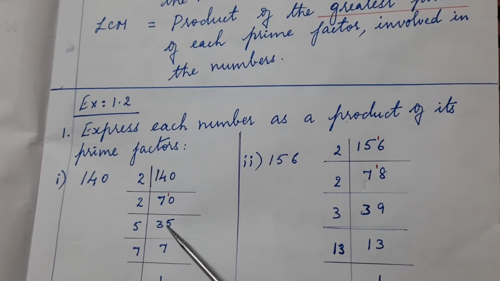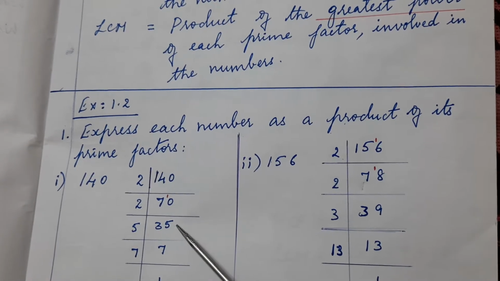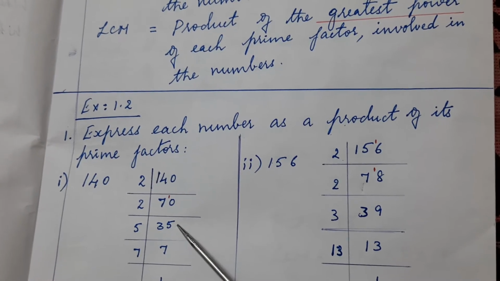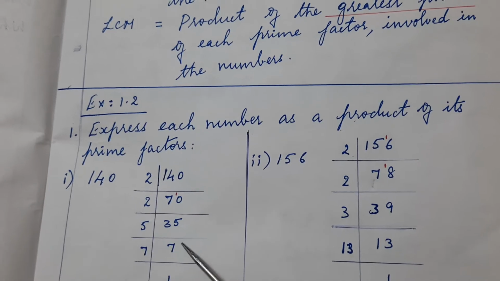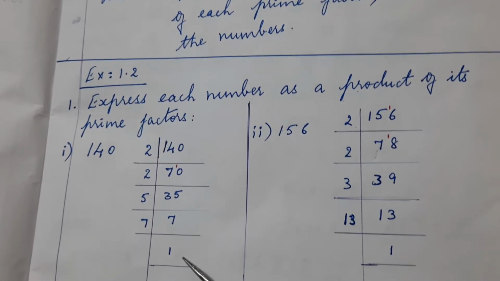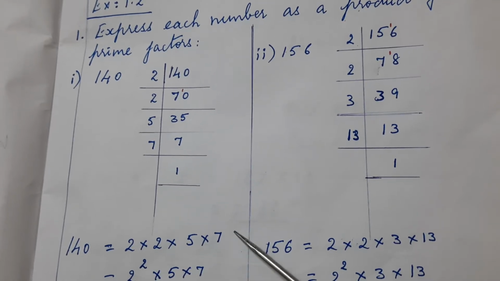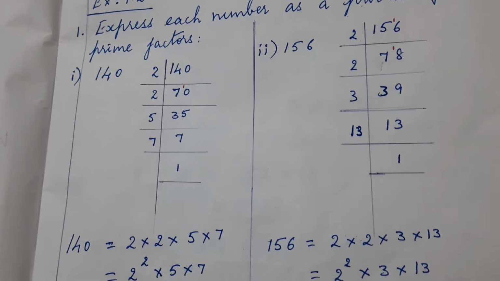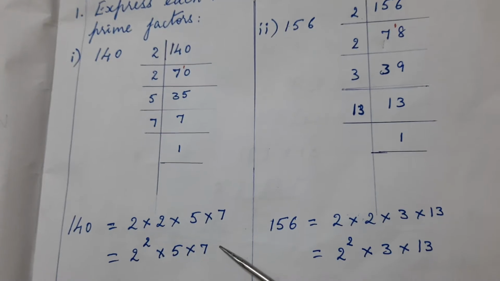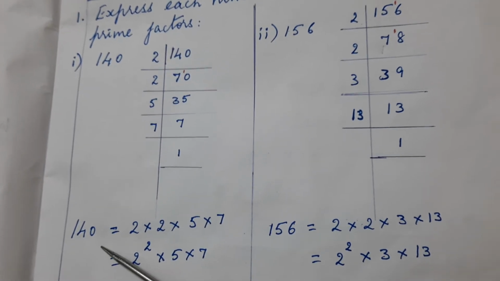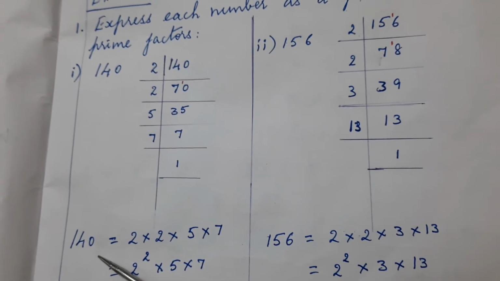You cannot divide by 2 or 3. For 3, 3 plus 5 is 8, and 8 is not divisible by 3. So go for 5. 5 7s are 35, 7 7s are 1. So 140 is equal to 2 into 2 into 5 into 7. 2 is 2 times, so 2 square into 5 into 7. That is the prime factors of this composite number 140.